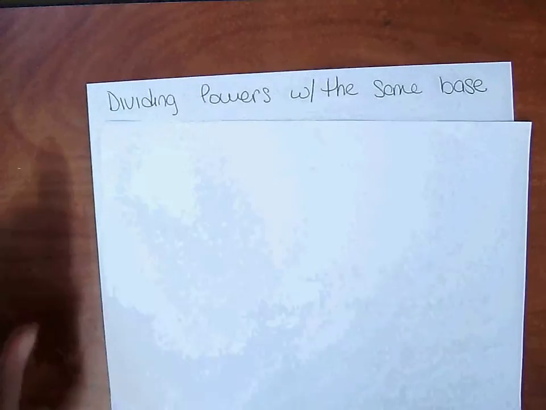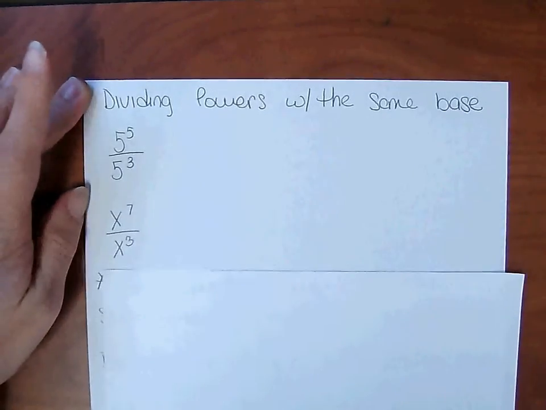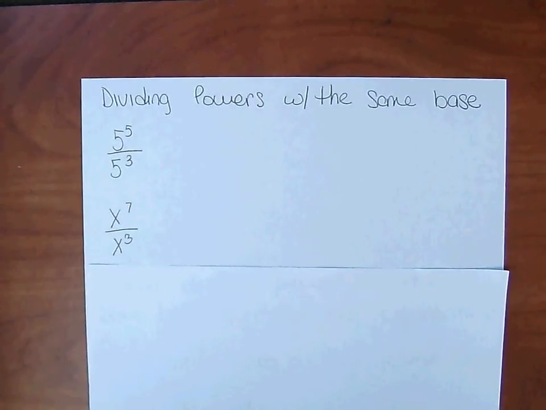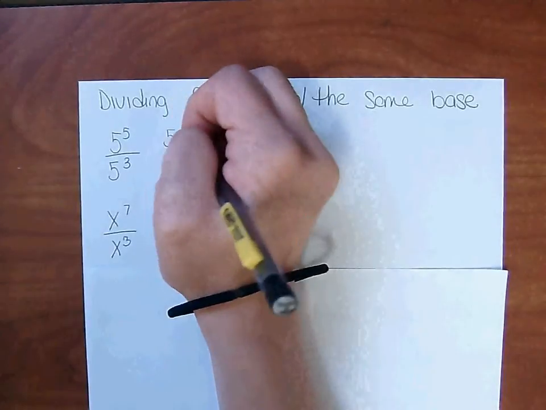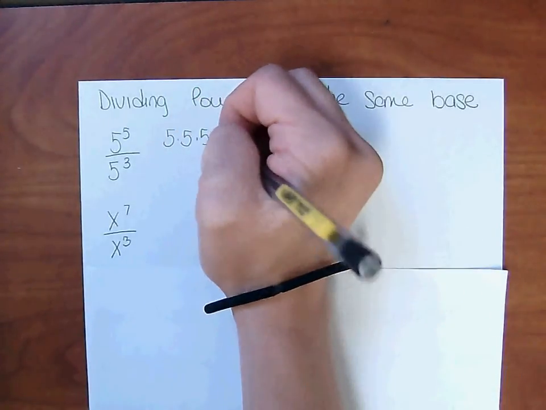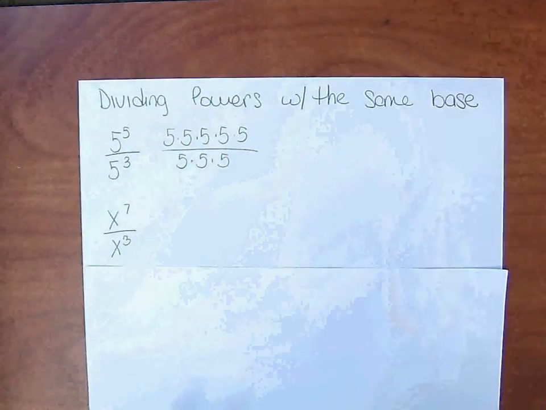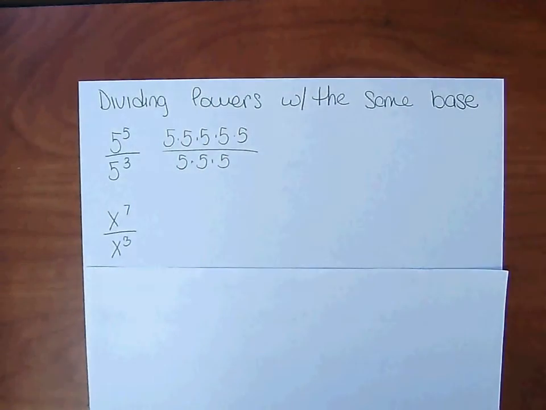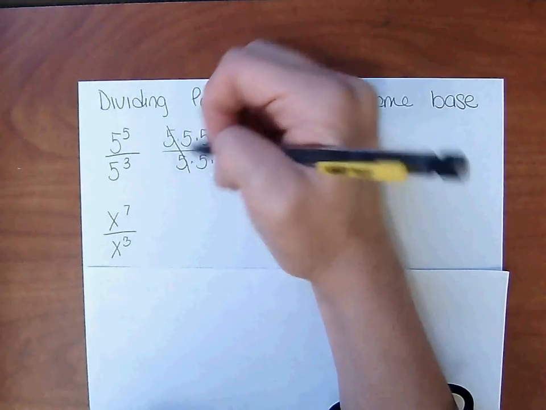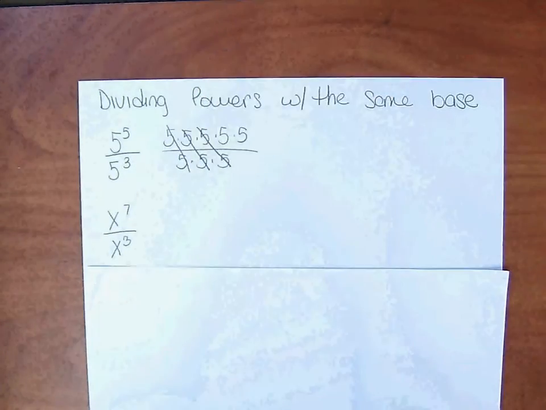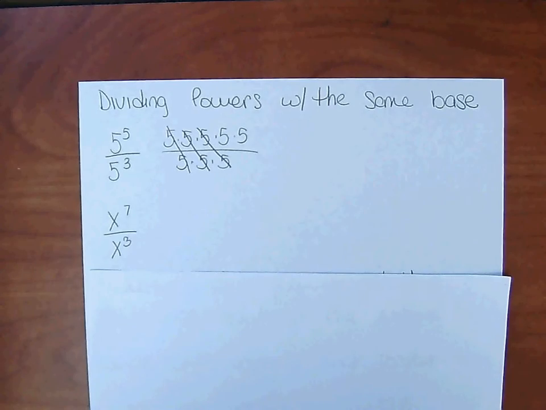Our next law is dividing powers with the same base. And again, I want to show you how you can remember this. If we have 5 to the 5th over 5 cubed, that means 5 times 5 times 5 times 5 times 5 over 5 times 5 times 5. When you have a fraction and you have factors in both the numerator and the denominator, they can cancel out. So 5 and 5 cancel, 5 and 5 cancel, 5 and 5 cancel. That would leave us 5 times 5 in the numerator, which is 5 squared.